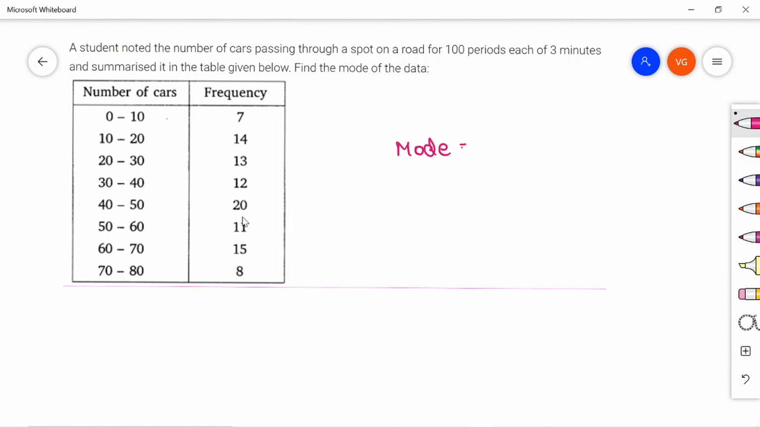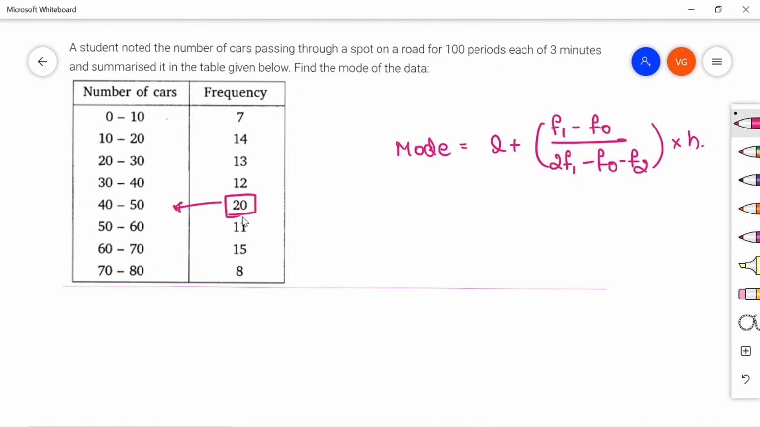So mode is equal to L plus F1 minus F0 divided by 2F1 minus F0 minus F2 multiplied by H. So first find out the maximum frequency. So that is 20 here. So 40 to 50 is the corresponding modal class. So L is the lower limit, that is nothing but 40 here. F1 is the corresponding frequency 20. So F0 is the preceding class frequency and F2 is the succeeding class frequency, right?